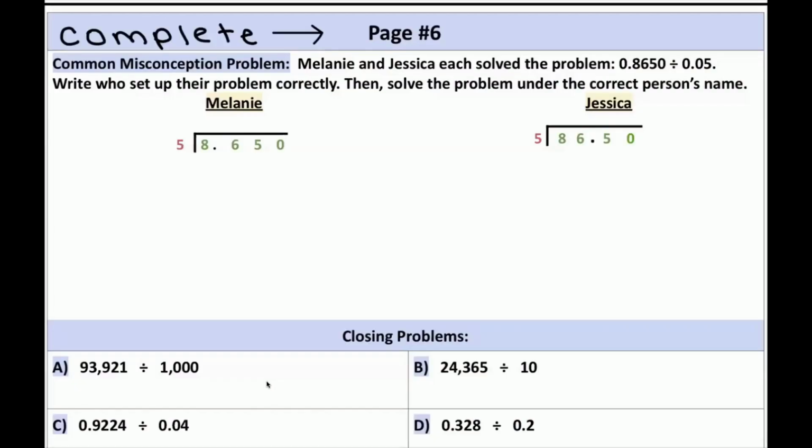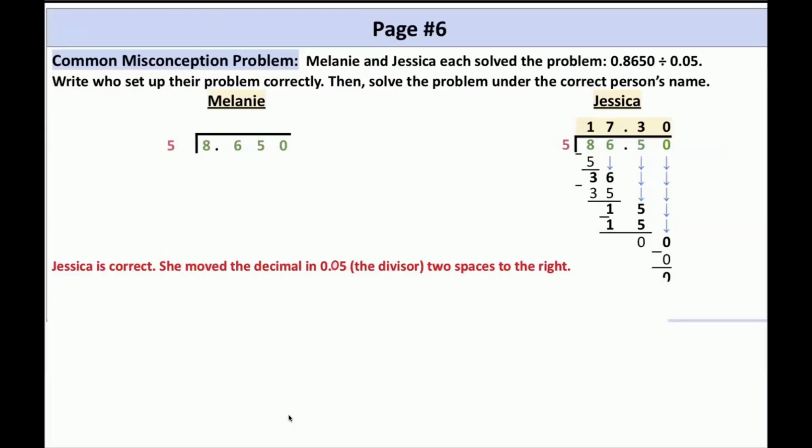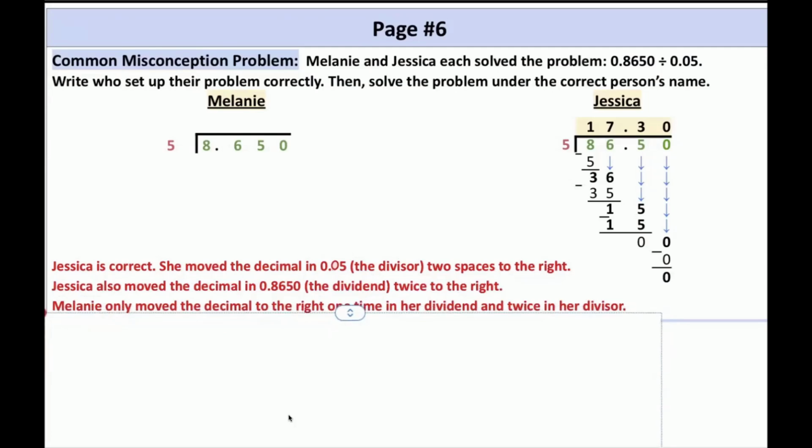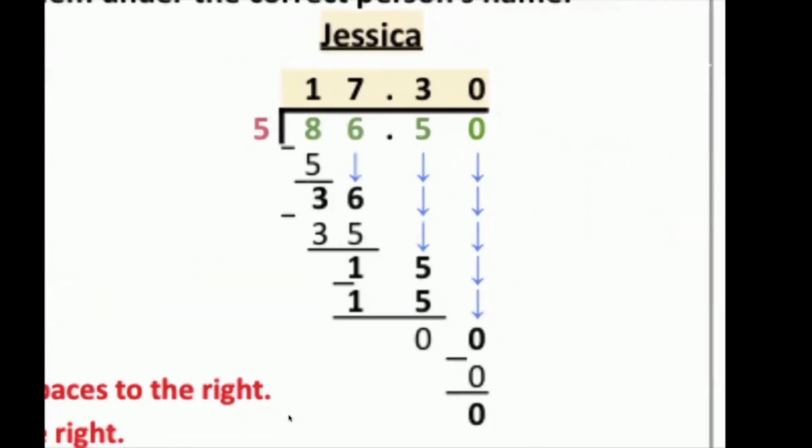Page 6, go ahead and complete all of page 6, then come back to the video. This video won't go over all of these problems, but we will go over a couple. For our common misconception problem, you should have solved under Jessica because she was correct. She moved the decimal forward twice in the divisor, and then also in the dividend, she moved it twice. Melanie only moved the decimal to the right 1 time in her dividend and twice in her divisor. So pause the video, make sure you have this down. And I'll zoom in on what your answer should look like as well.